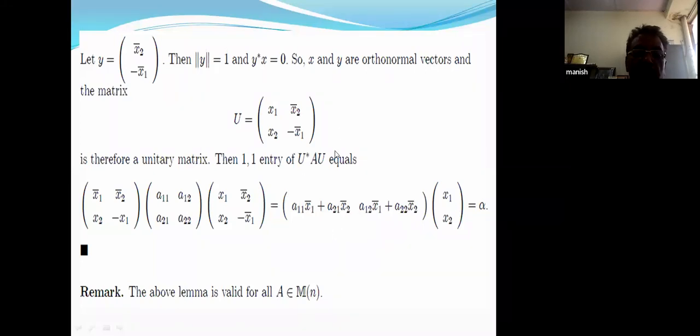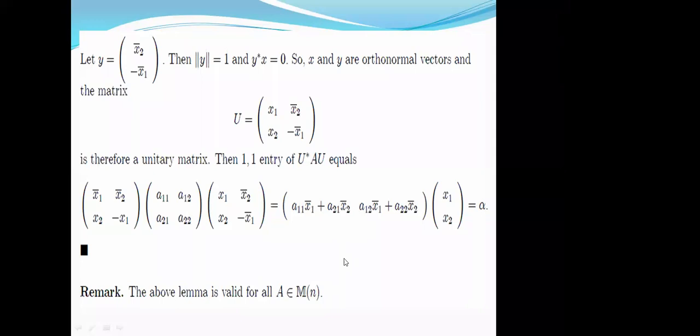We need this lemma just for 2 by 2 matrices. In fact, this is true for all matrices, that is, matrices of all orders. We will discuss this in the tutorial section.